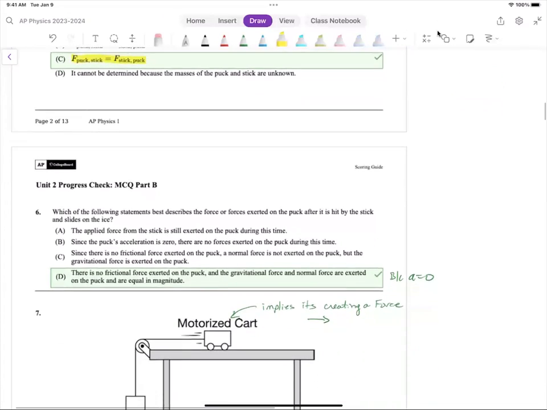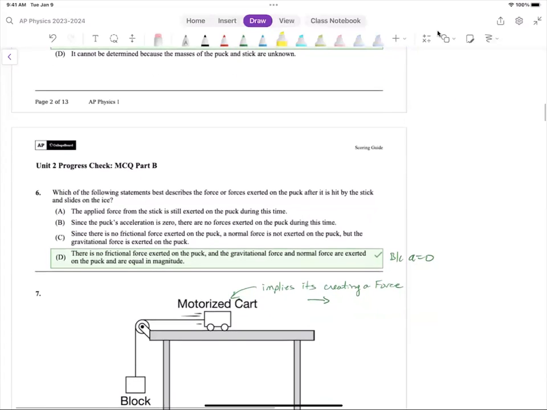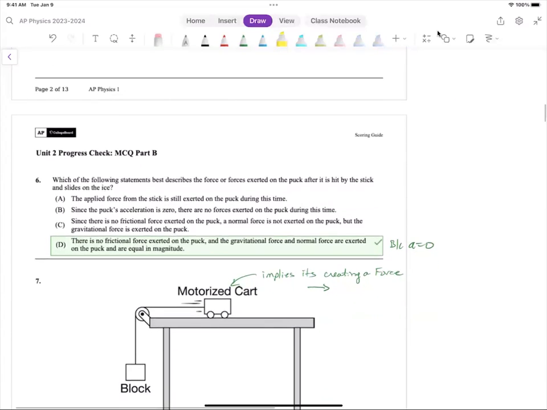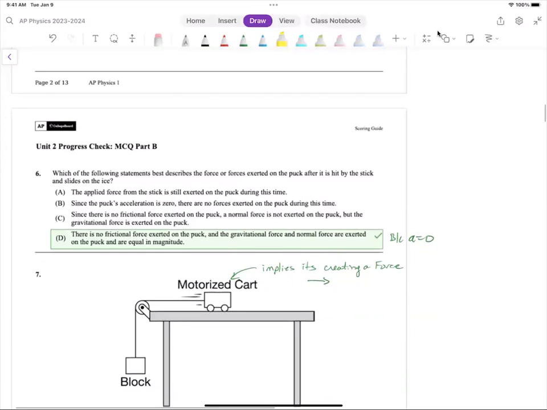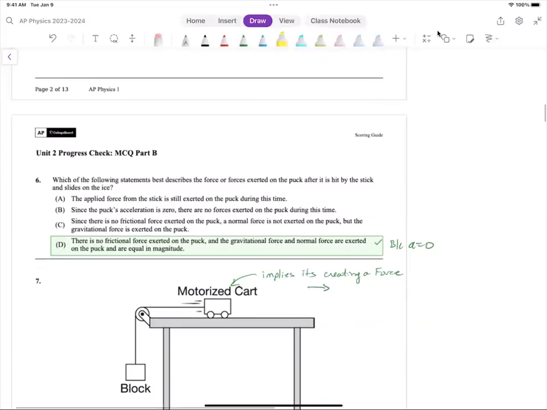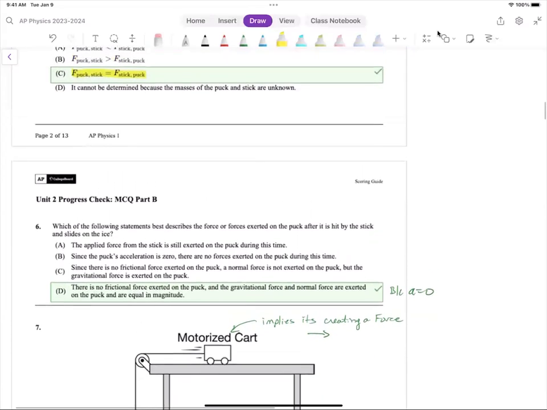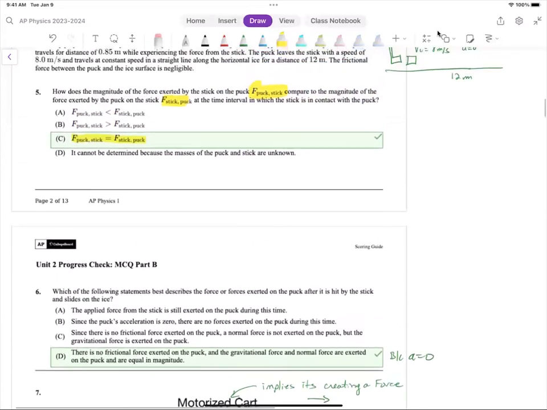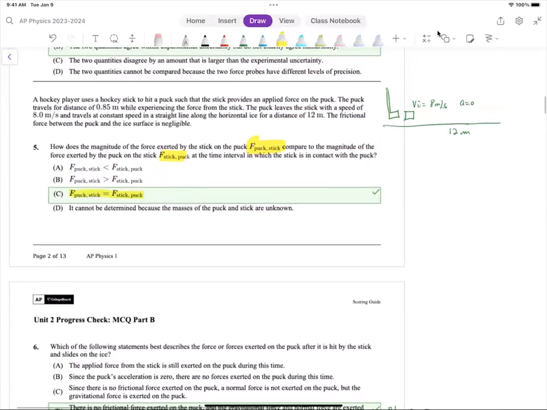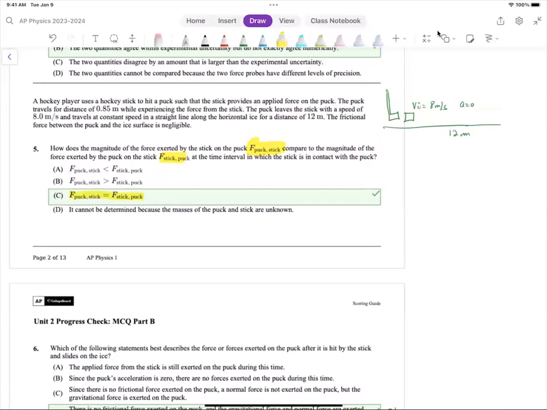Okay, number 6. Which of the following statements best describes the force or forces exerted on the puck after it is hit by the stick and slides on the ice. So we got to go back up here. So what they tell you is that this is an important statement up here. Where is it? Constant speed after it's hit.